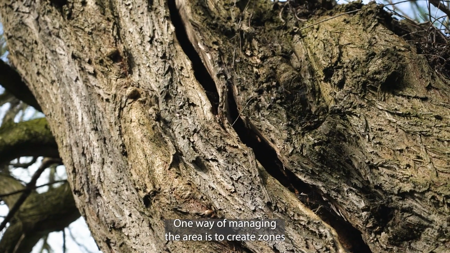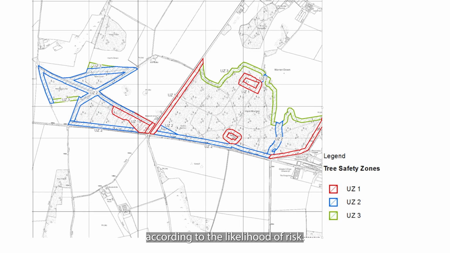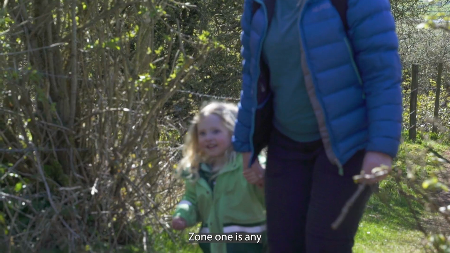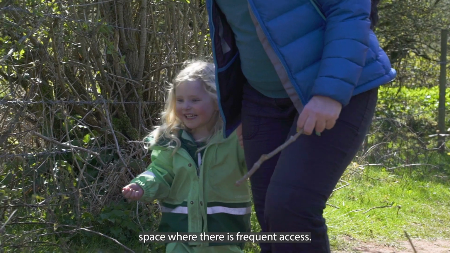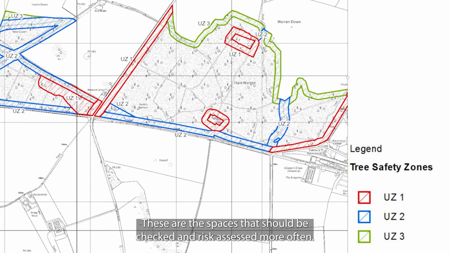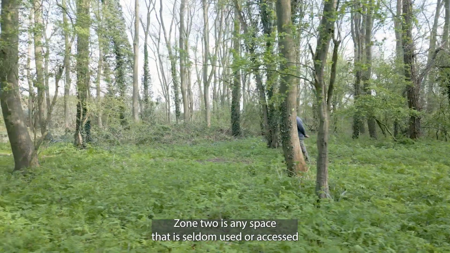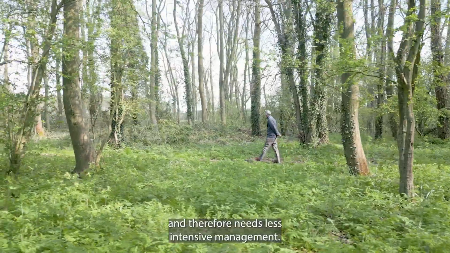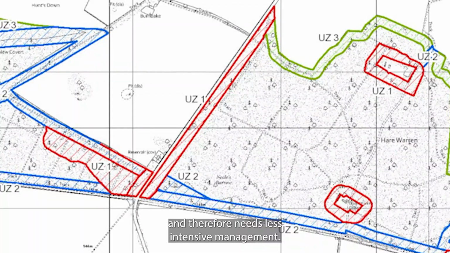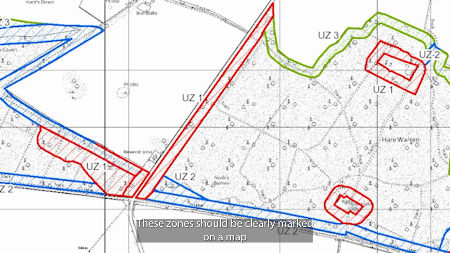One way of managing the area is to create zones according to the likelihood of risk. Zone 1 is any space where there is frequent access. These are the spaces that should be checked and risk assessed more often. Zone 2 is any space that is seldom used or accessed and therefore needs less intensive management. These zones should be clearly marked on a map.